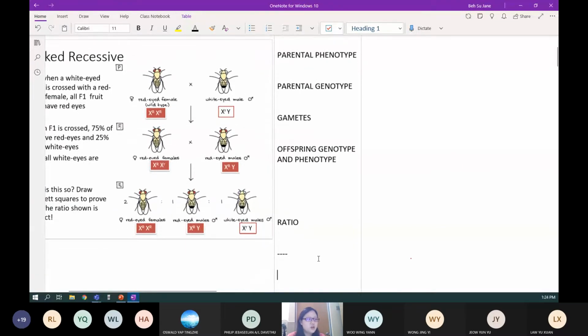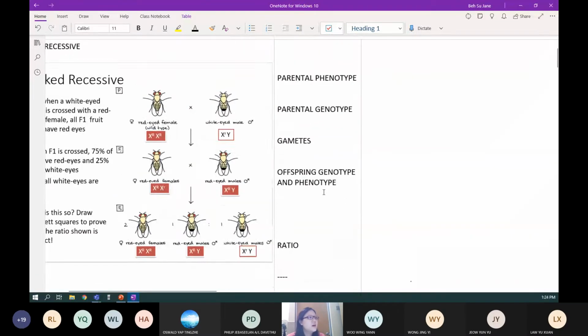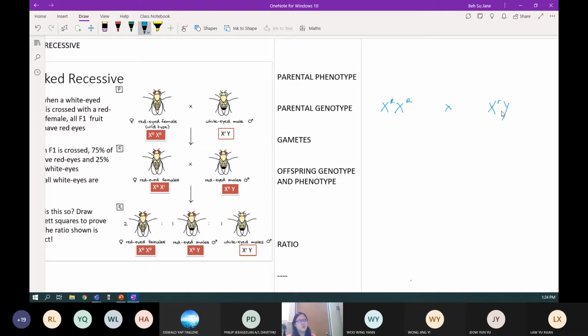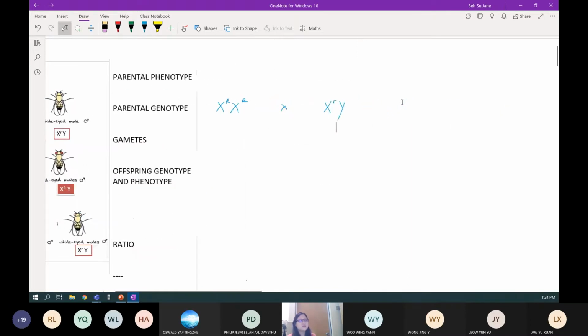I'm going to copy paste this. All right, so first genotype, right? We have big X, big R, big X, big R, crossing, oh sorry, that's phenotype, big X big R, big X big R, crossing with small x, small r, Y. Okay, let's start with this first.